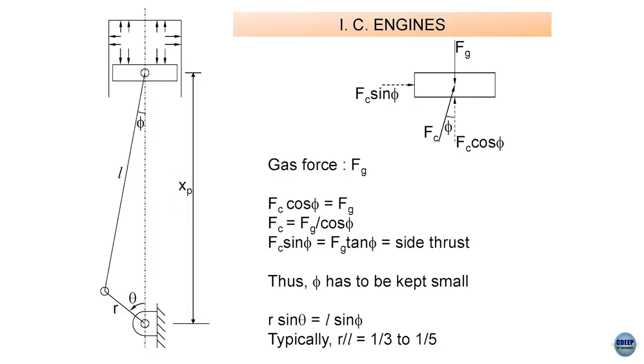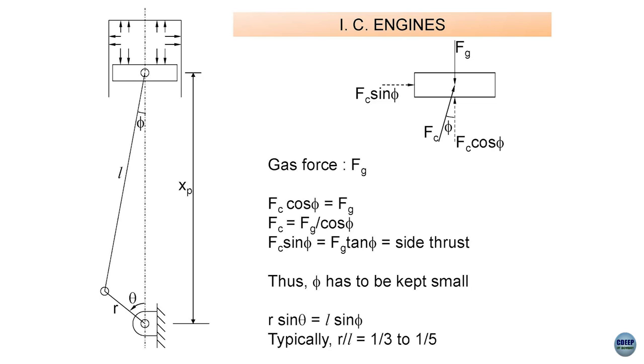But from the mechanism's point of view, the gas pressure pushes the piston. The piston is not simply moving down only, it is connected to the crank shaft that rotates. So, this translatory motion is converted to rotary motion through the connecting rod. Whatever force generates the torque that drives the crank shaft has to be transmitted through the connecting rod. If you imagine the free body diagram of the piston, the gas force is acting on it, trying to push it down. If the connecting rod has some force FC, only FC cos phi is going to balance the gas force.